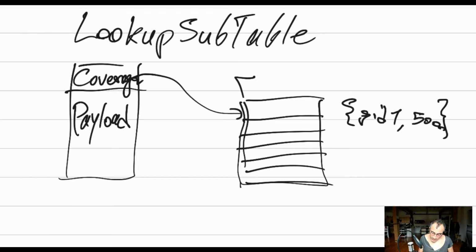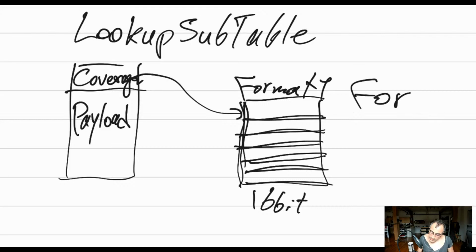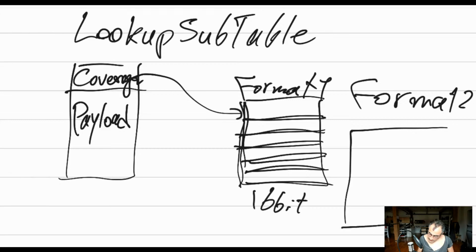Format 1 basically lists the GIDs. It's an array of GIDs, 16-bit wide GIDs. That's format 1, and then format 2. Let's see. So format 2 is range-based. So it's also an array, but an array of start and end of ranges.